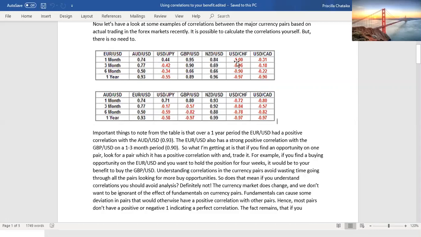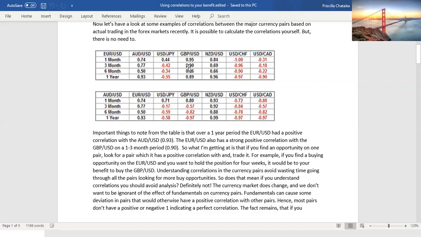So for example, the euro US dollar and the pound US dollar are positively correlated. As you can see, there's 0.95 correlation. A perfect correlation is 1, like here, 1. So a 0.95 correlation is close to perfect.